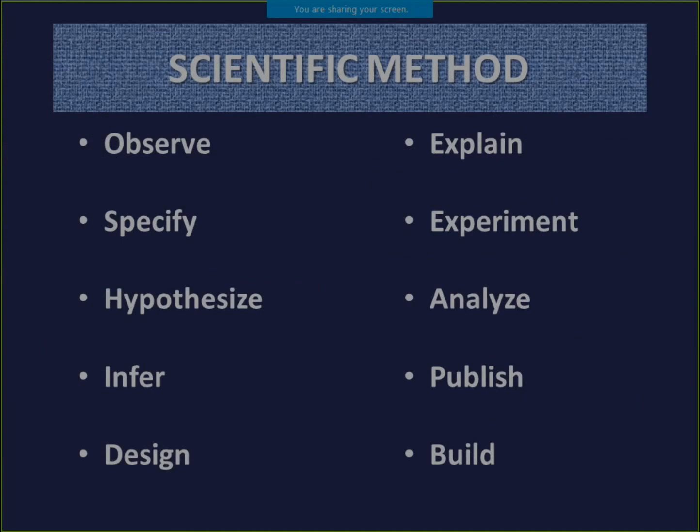So these are the basic parts of the scientific method that we'll now discuss individually in a bit more depth. The observations, specifying a research question, constructing hypotheses, developing the implications or inferences of those hypotheses which lead to the design of experiments, explaining the rationale and the logic behind our hypotheses and our implications, conducting experiments, doing the analysis, publishing the results, and then building on them to create a long-term research program.